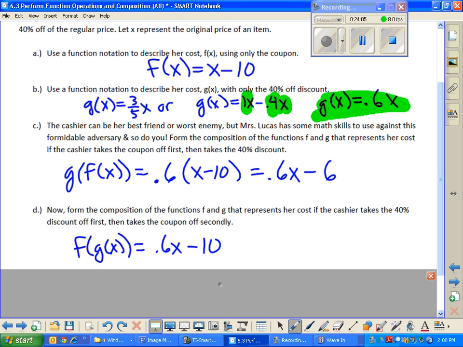So now, big conclusion, part E, which one's better? Part D, yeah, I'd save a couple more dollars that way.